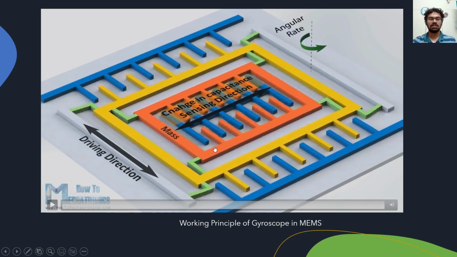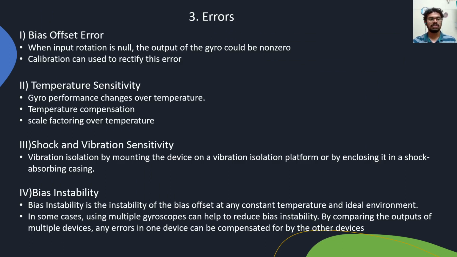And by detecting the change in capacitance, we can determine angular velocity. We have discussed three main types of sensors used for gyroscopes, and now we'll see the errors that can be observed in this sensor. The first and foremost is the bias offset error. Even when the input rotation is null or zero, the sensor can still give an output which is non-zero.